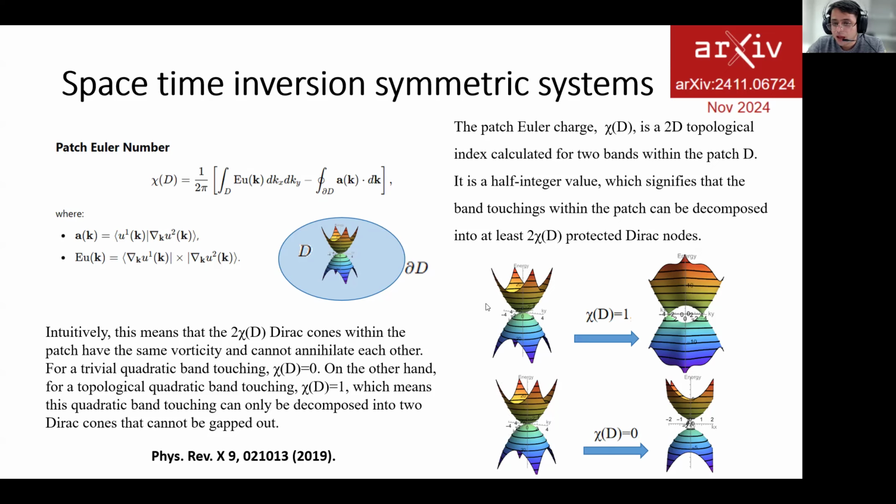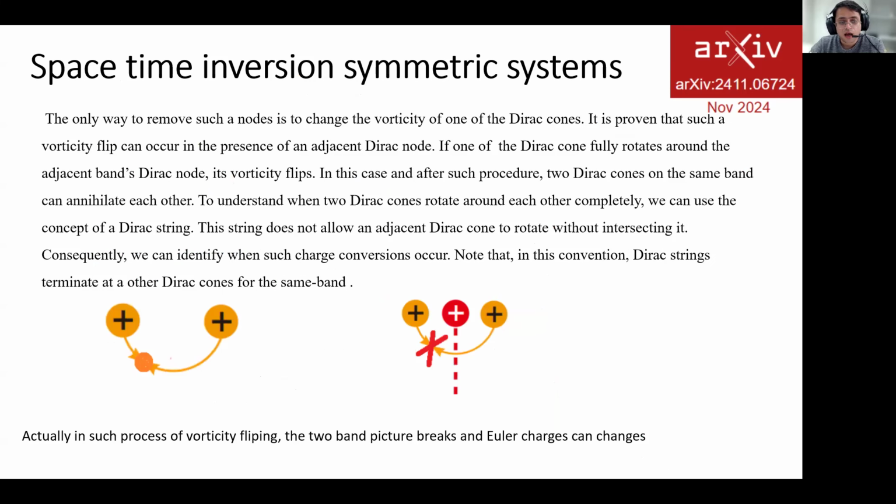But here we can decompose it into only two Dirac nodes with the same Euler charge, and therefore they are protected and cannot be gapped out. But the question is how we can annihilate two Dirac nodes with the same vorticity. The answer is that, as the Euler charge is defined for a two-band model, we should break this two-band picture and make it three-band.